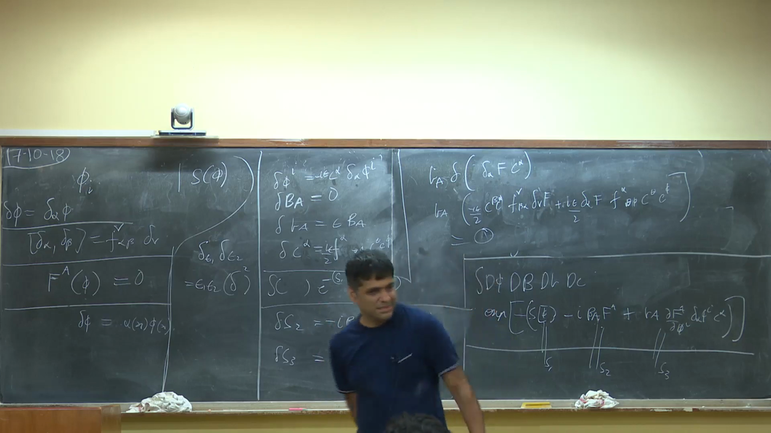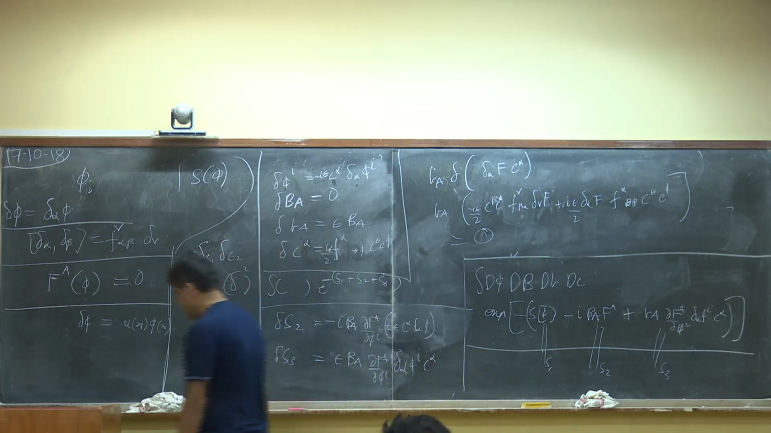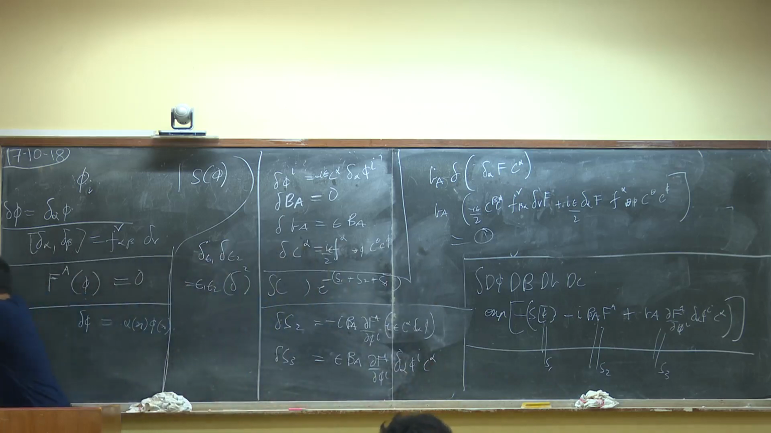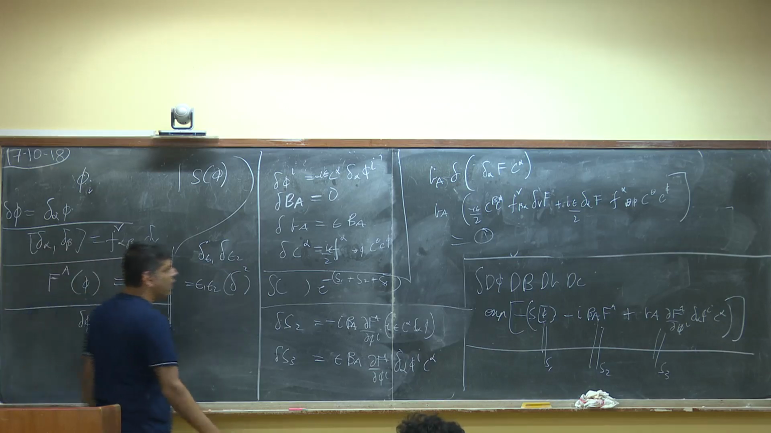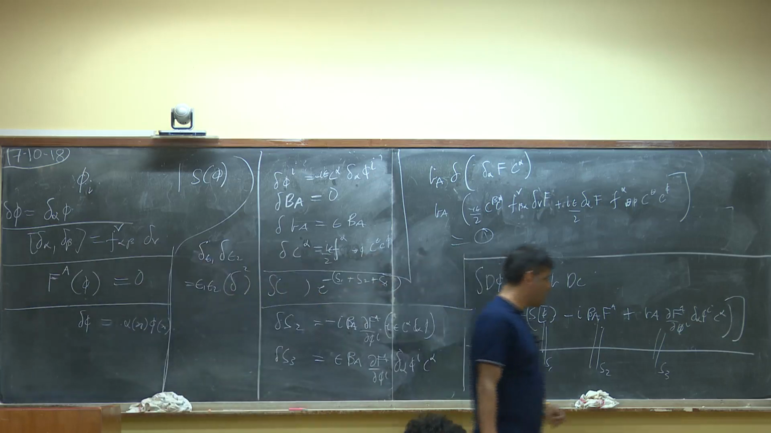Yeah, so it's an exterior derivative on what? So you want to write this as d of something.